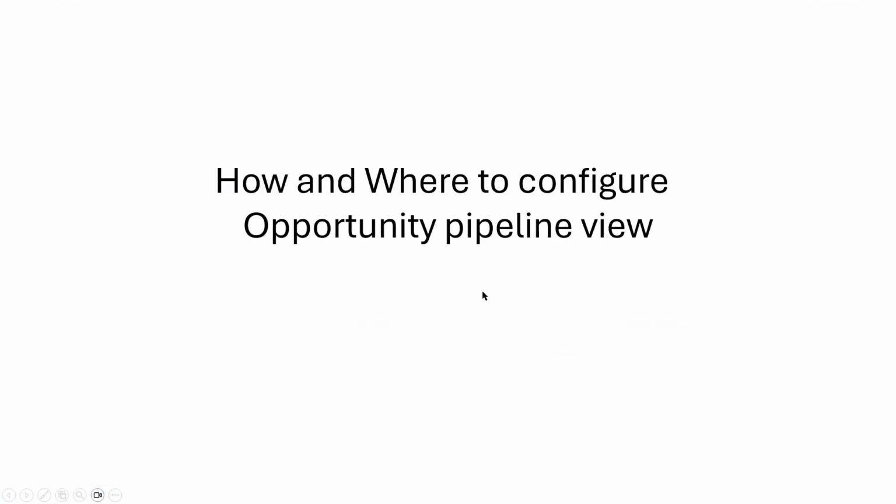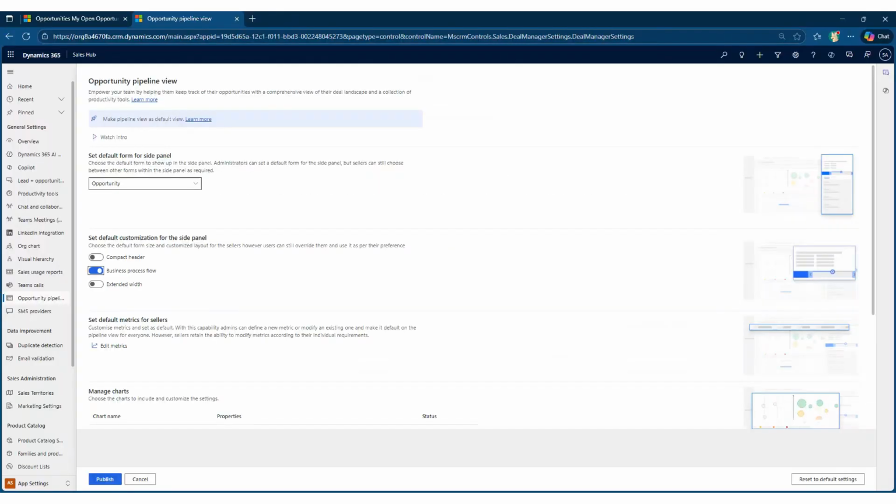Now I will show you how to configure or set up this opportunity pipeline view. For this, you need to go to app settings, and here we have a separate area, opportunity pipeline view. Once you click on it, you will be seeing this opportunity pipeline view from here. And by default, you can set a form. So in our current system, we have the opportunity form as a default form. But as a user, you can change any form. But just for default purpose, you can select any of the available opportunity main form here.